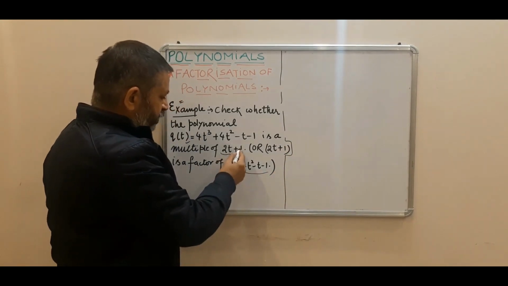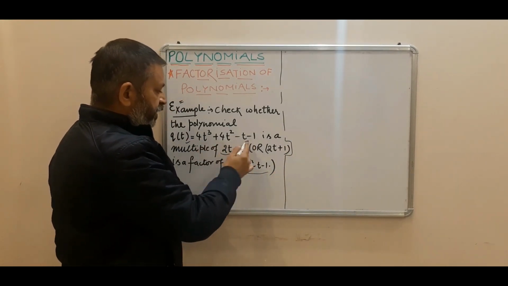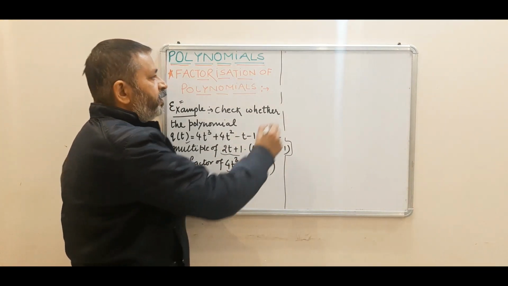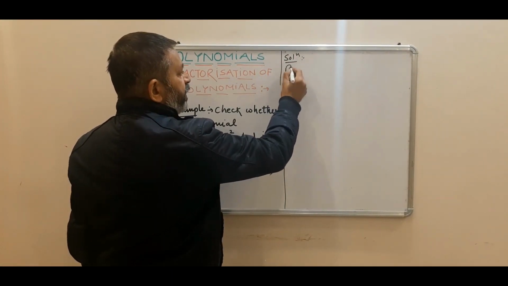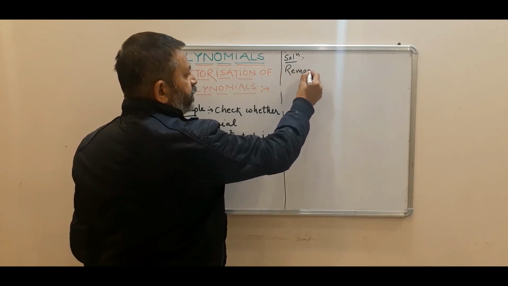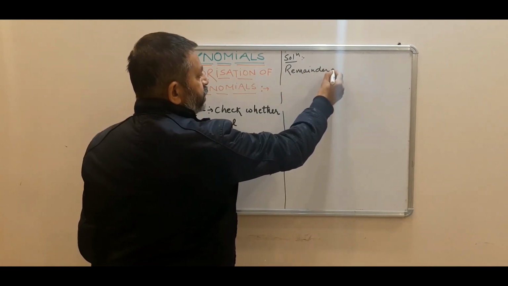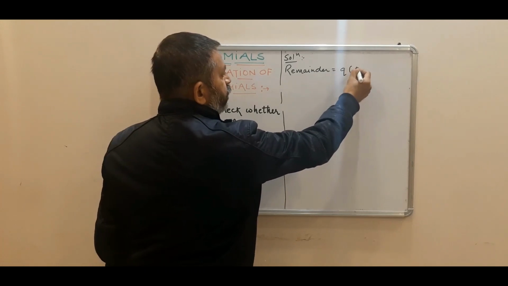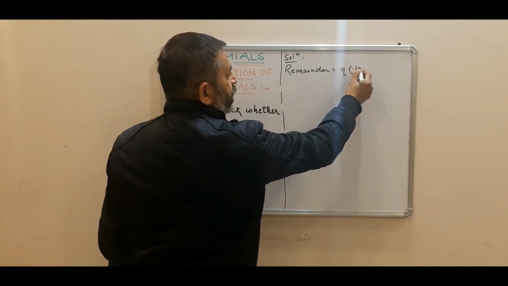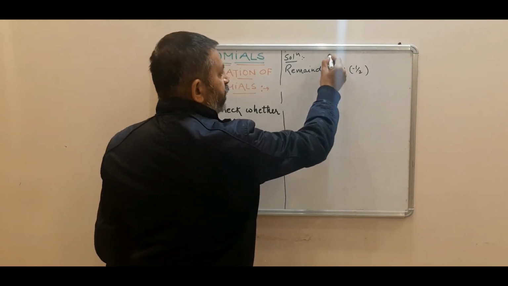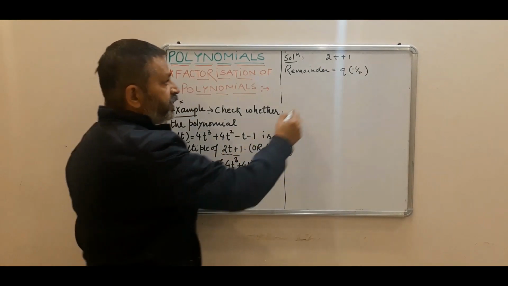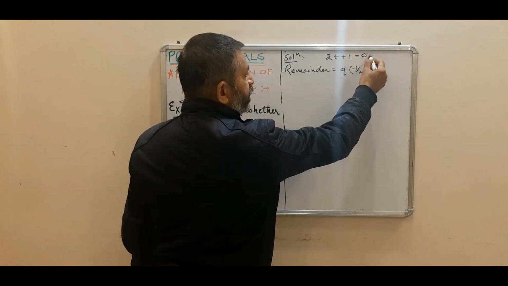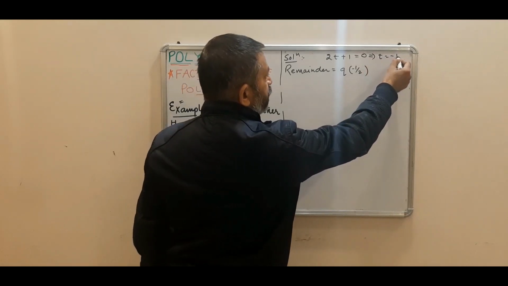Suppose this 2t + 1 is dividing this given polynomial. For this we can find its remainder by using remainder theorem. So remainder will be given by q(-1/2). Why are we putting minus half? Because we are dividing by 2t + 1, so put that equal to 0, it will give you t = -1/2.